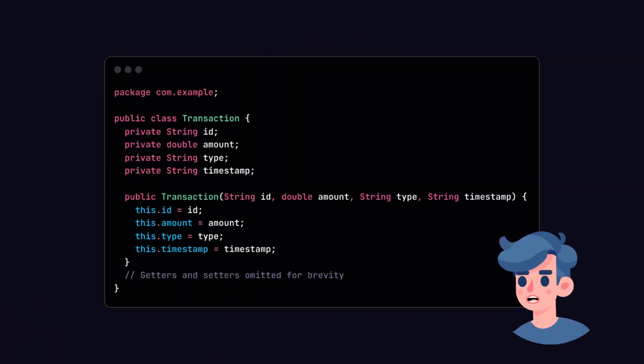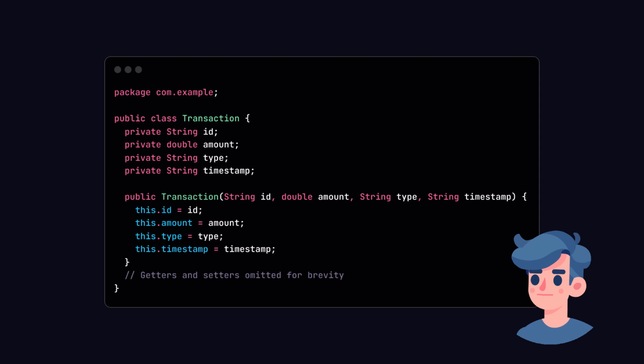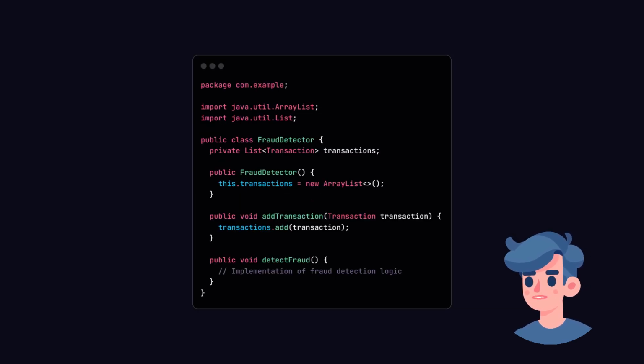Inside your newly created project, let's set up our project structure. We will need the following directories: src/main/java for our source code, and src/main/resources for configuration files. Now, let's create a transaction class that will represent our transaction data. In the transaction class, we have attributes such as ID, amount, type, and timestamp.